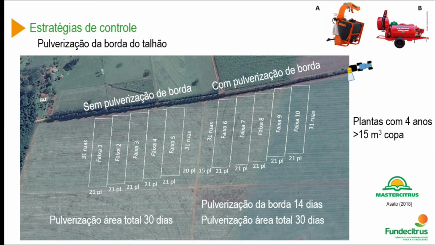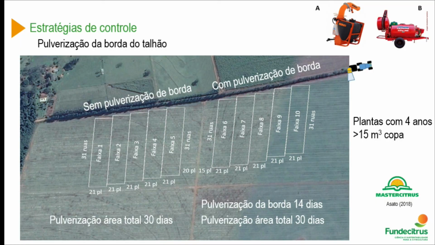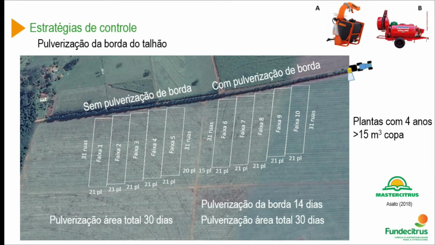Remember, in this area, we had monthly spraying of the total area, and here on the side we had the border spraying every 14 days, and then this other one in the total area every 30 days. These were plants that were 4 years old with canopies of 4 meters and over 15 cubic meters of canopy. So these are growths at least 2 meters high.